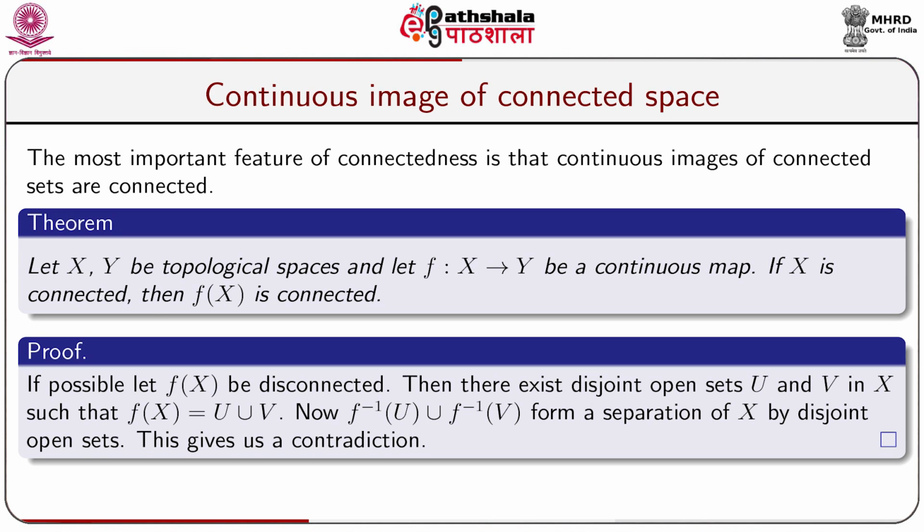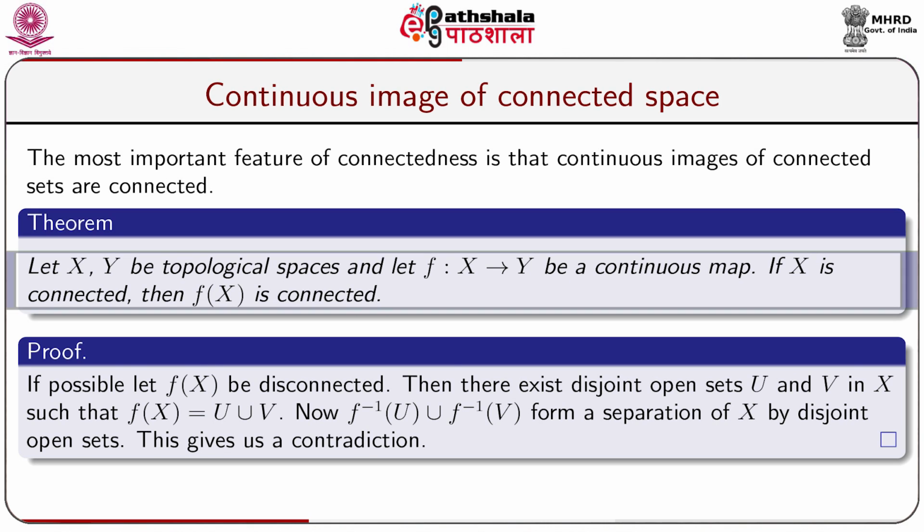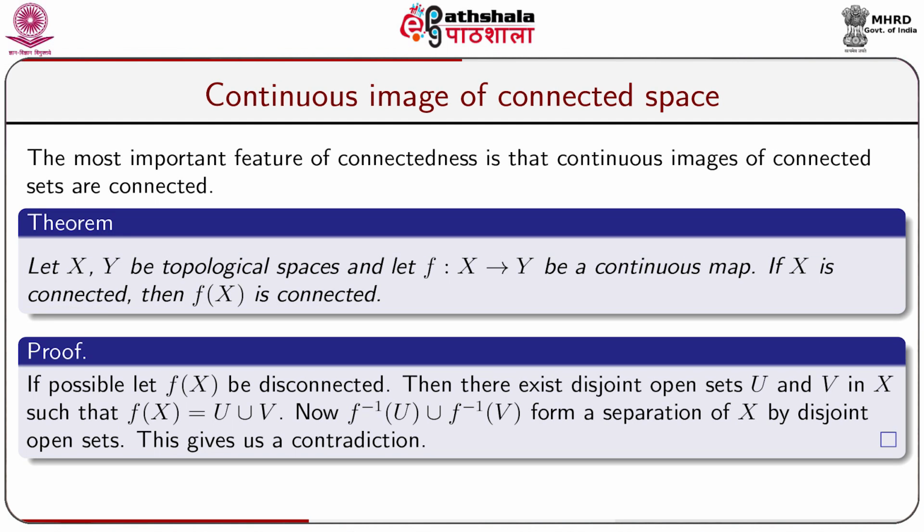We end this module by proving that the continuous image of connected spaces is connected, which can be considered as a generalization of the intermediate value theorem. Let X, Y be two topological spaces and f from X to Y be a continuous map. If capital X is connected, then f(X) is connected.